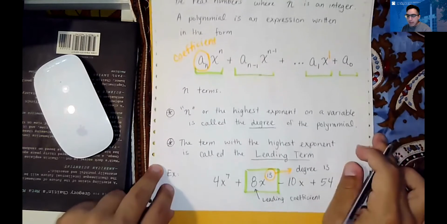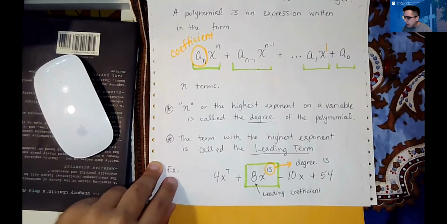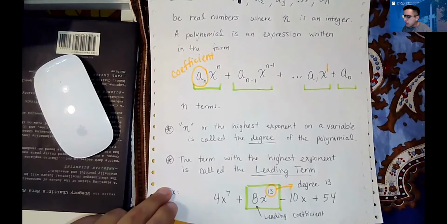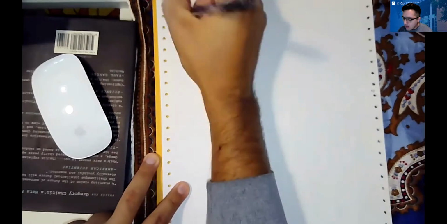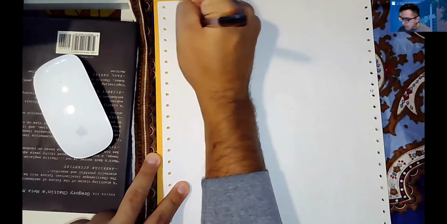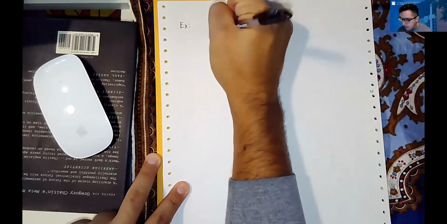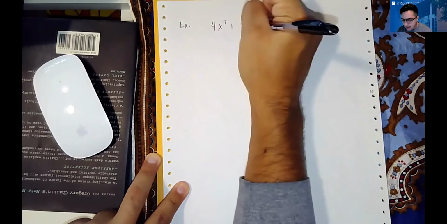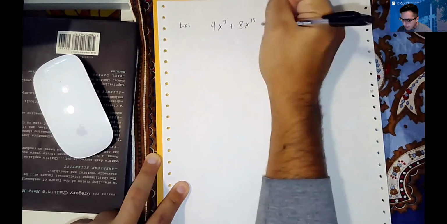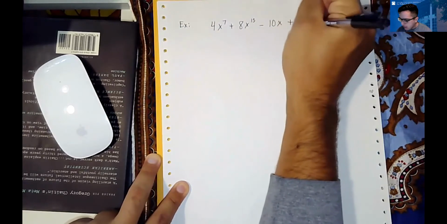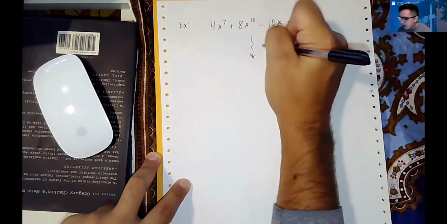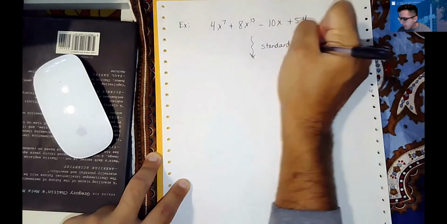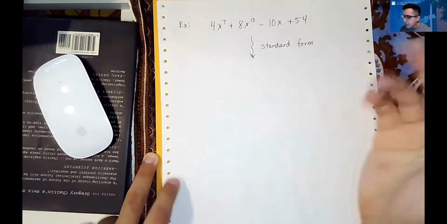So we say that the polynomial is written in standard form if it is written in the correct order, and that order for this example would be where the exponents are in descending order. So if, for example, I gave you 4x to the 7th plus 8x to the 13th minus 10x plus 54, then to write this in what we call standard form, we need to put those exponents in descending order.